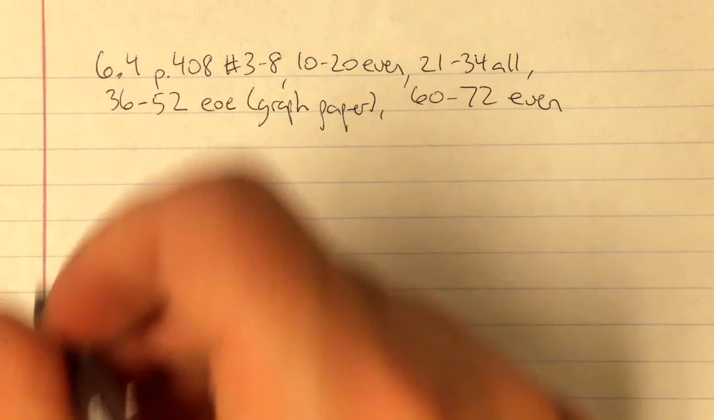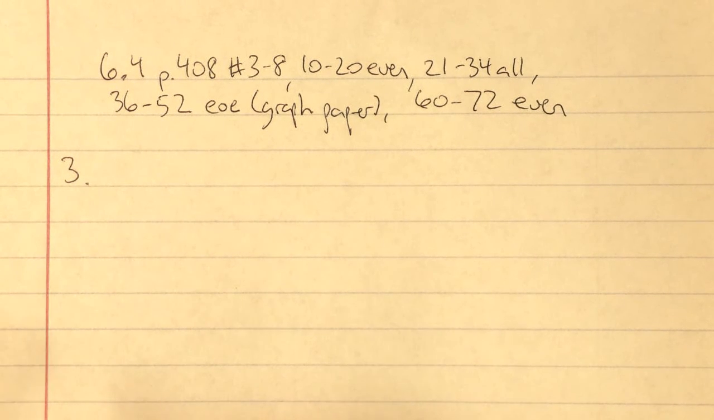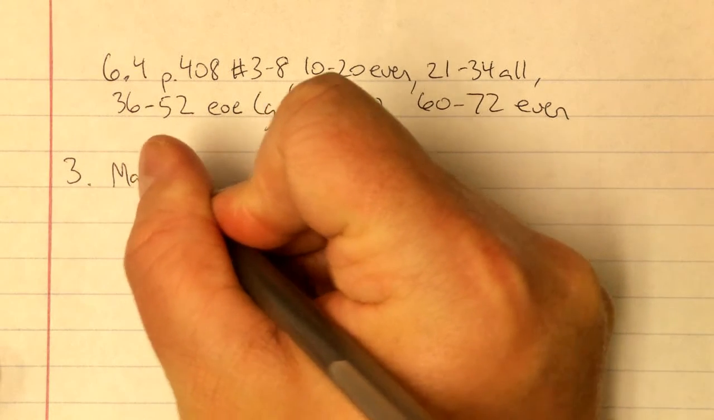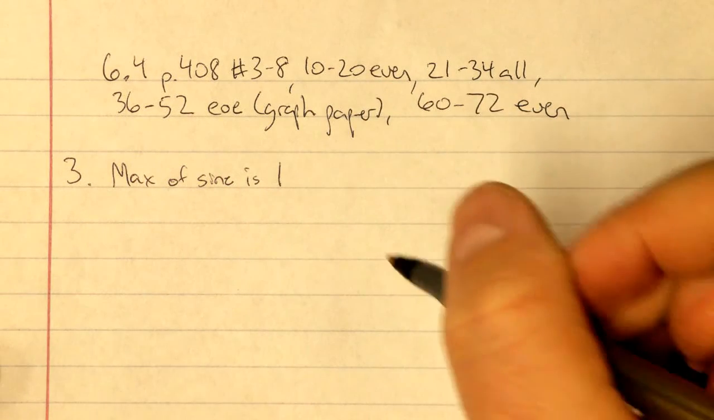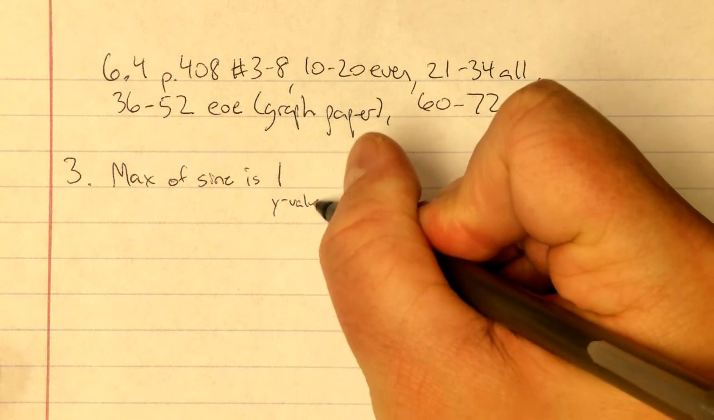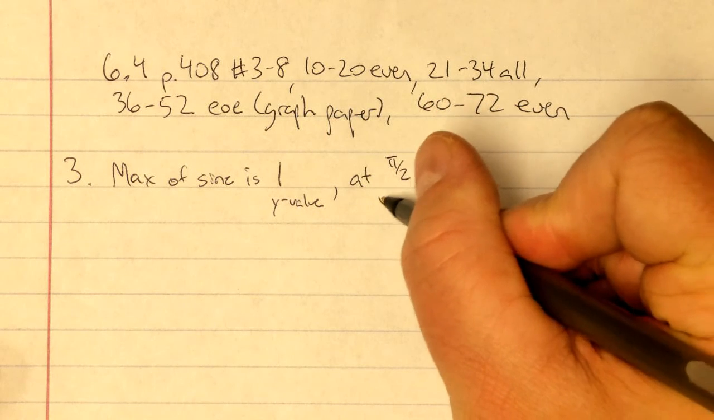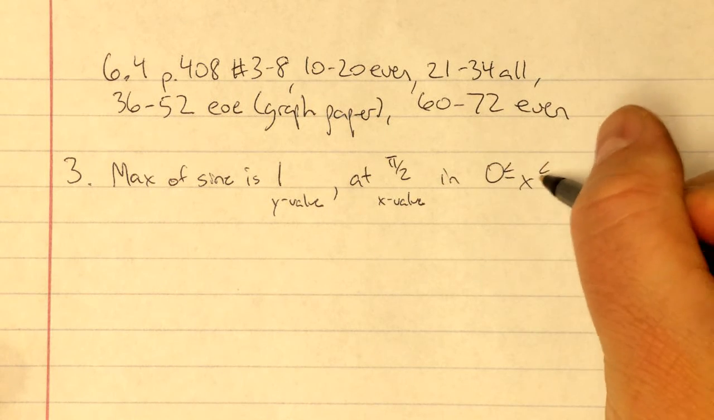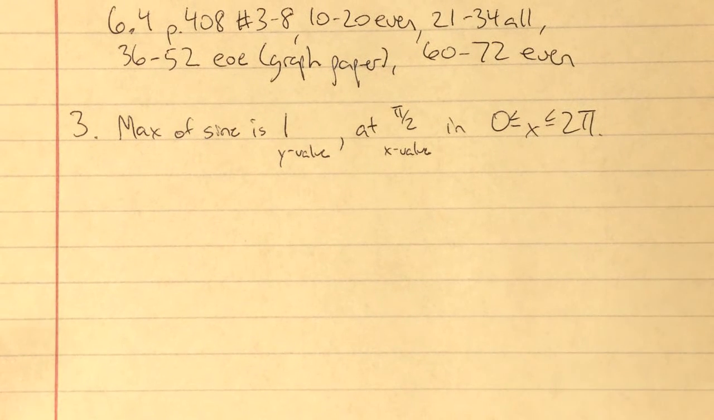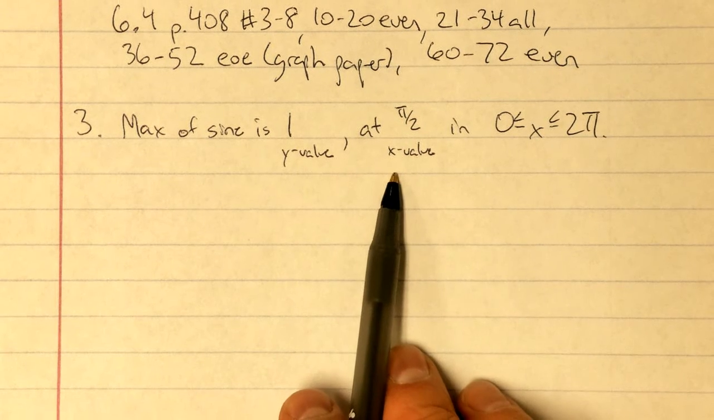Okay, so your first ones are vocabulary type problems. And so the very first one says the maximum of sine is 1. That's a y value. And that happens at pi halves, which is an x value, in the interval from 0 to 2 pi. So whenever we're talking about maximums and minimums, those are y values, and then the location would be an x value.